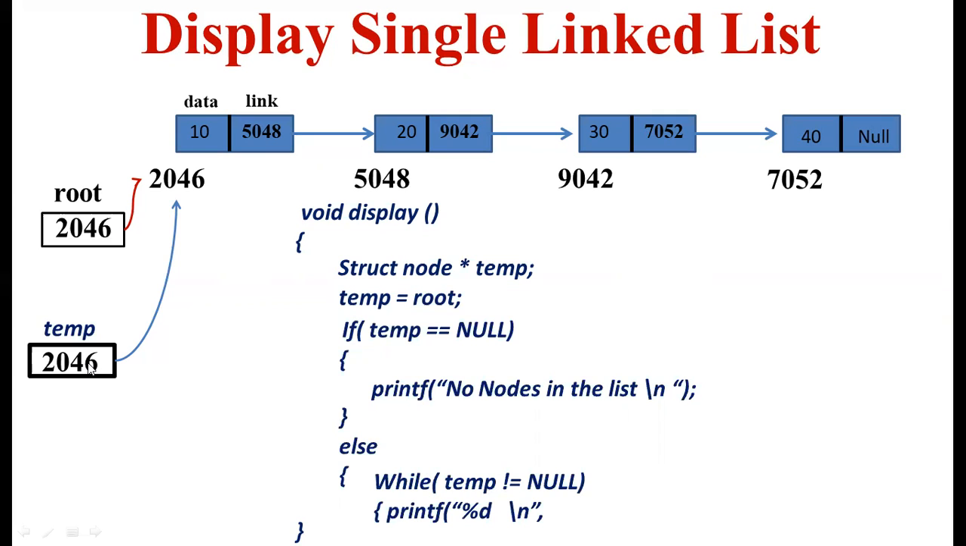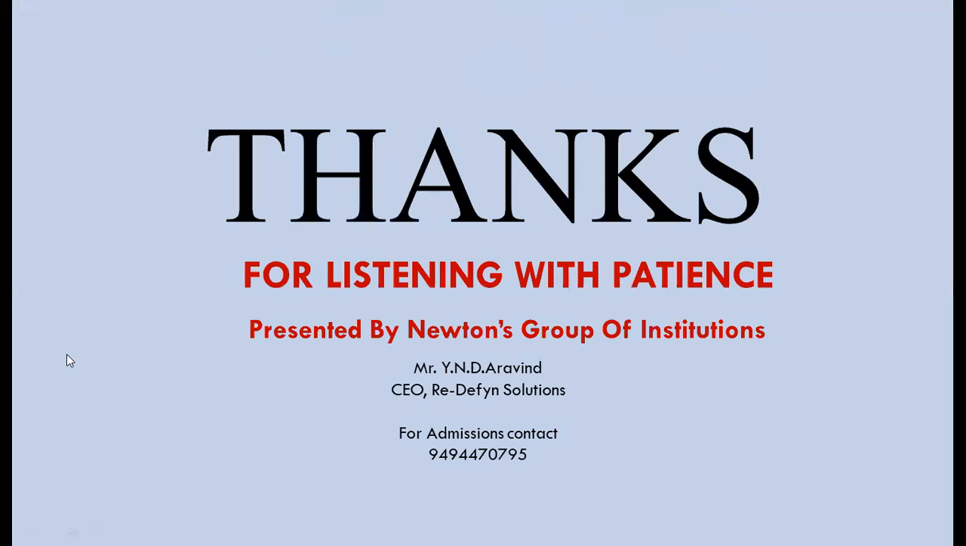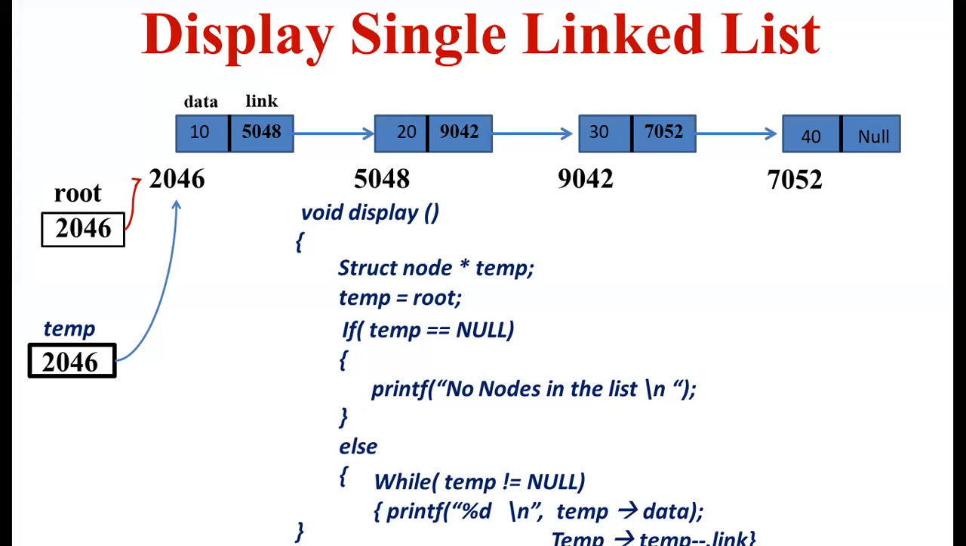Here we are printing temp to data. Now observe the temp value. The temp value is 2046. So when we enter here, 2046 to data, what is 2046 to data? It is 10. So the 10 value is printed here. Now temp becomes temp to link. What is temp to link? Temp to link is 5048. So the 5048 is stored here.